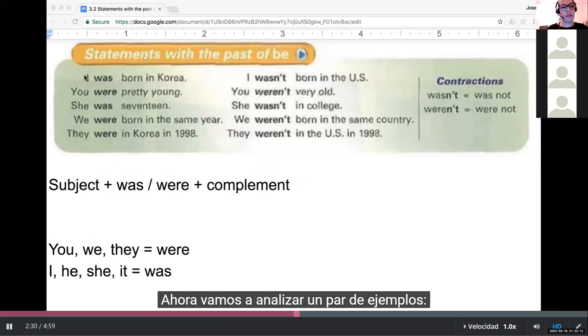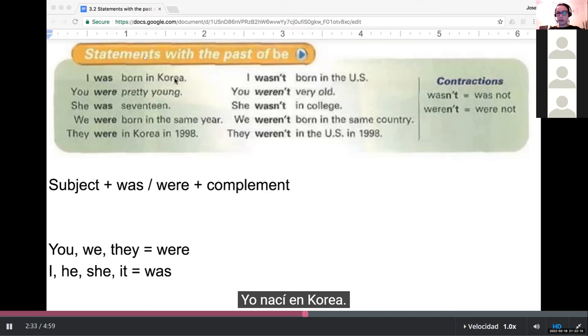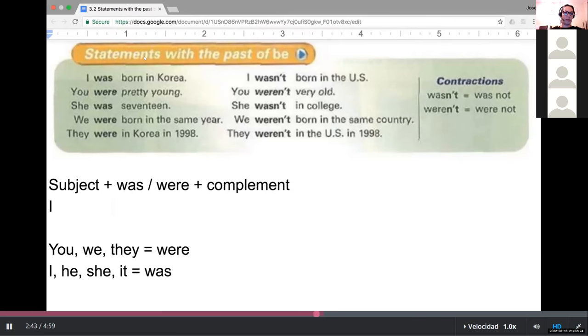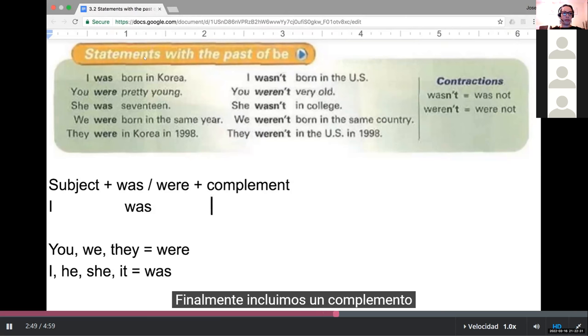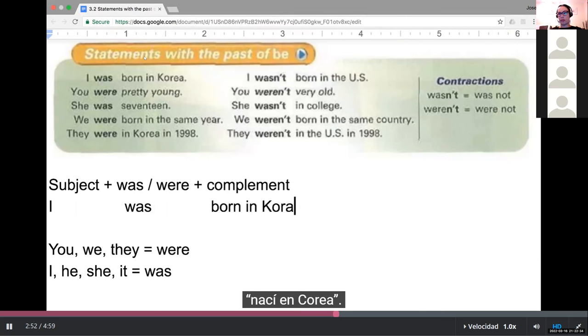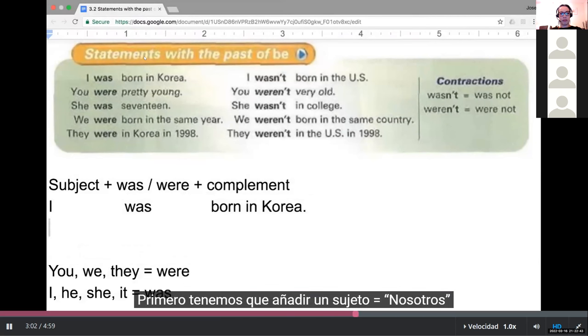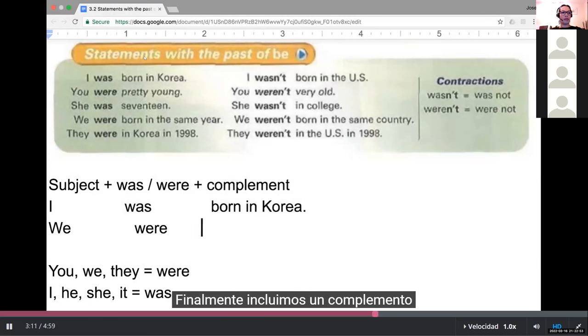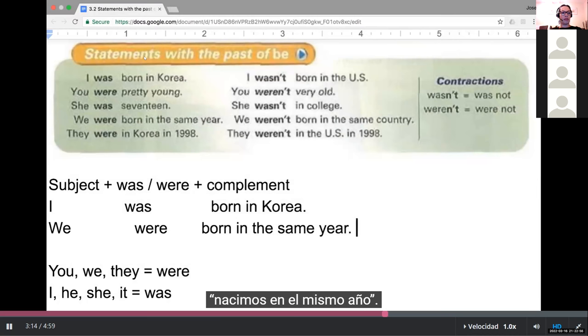Now let's analyze a couple of examples. I was born in Korea. First, we need to add a subject, I. Then we will use the verb to be in the past, was. Finally, we will include a complement, born in Korea. Let's do one more example. We were born in the same year. First, we need to add a subject, we. Then we will use the verb to be in the past, were. Finally, we will include a complement, born in the same year.